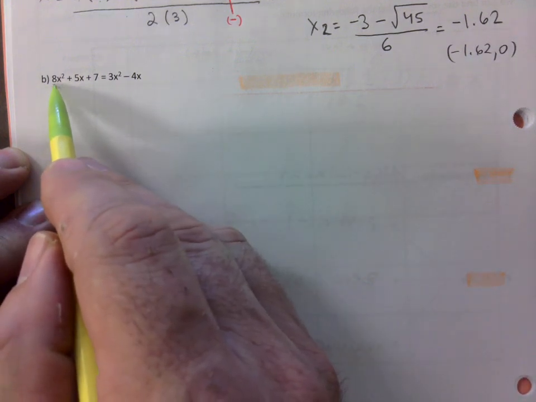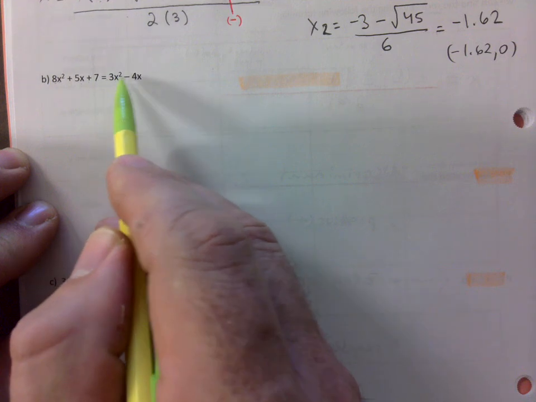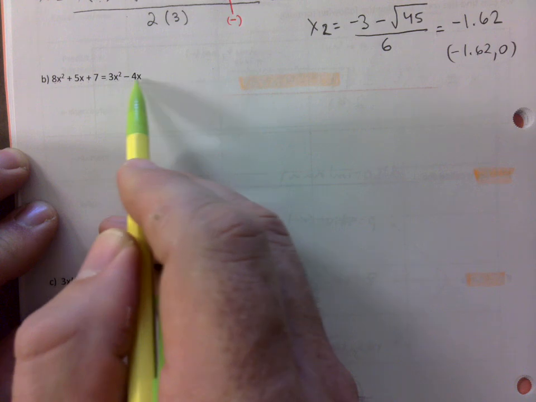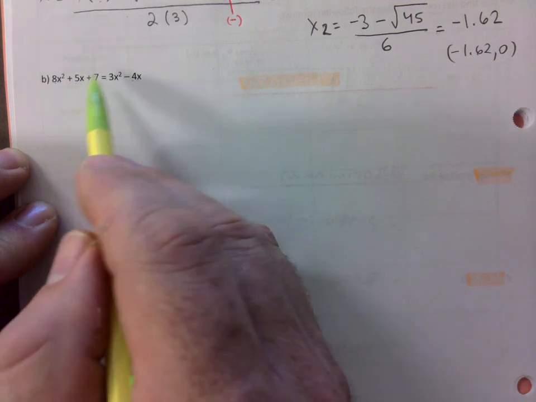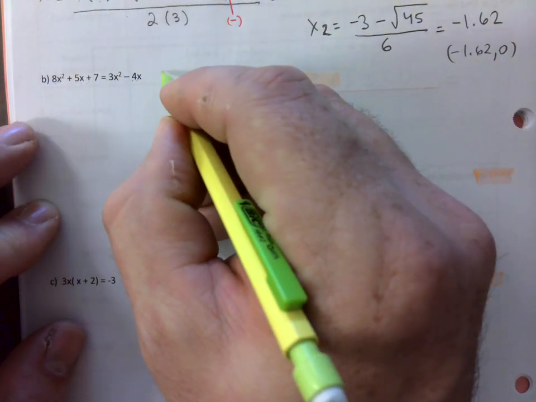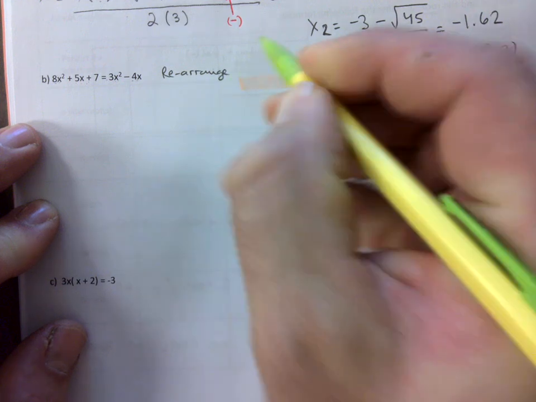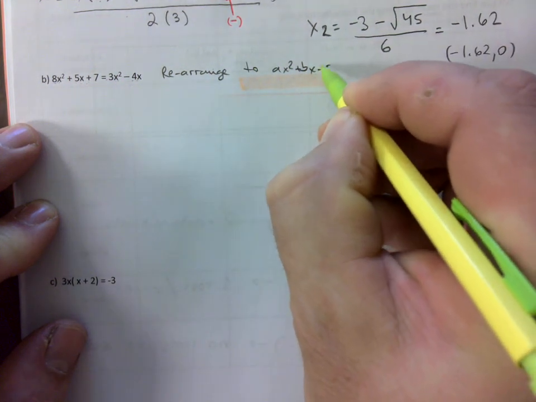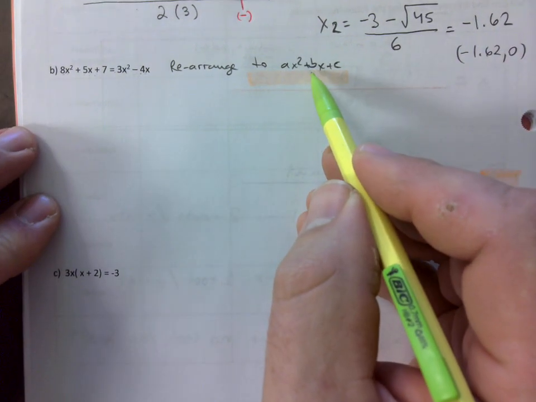Example 2. 8x squared plus 5x plus 7 is equal to 3x squared minus 4x. What's going on here? Is this in general form right now? Is stuff on the left side and the right side of the equal sign not in general form? So we're going to have to rearrange to this format. Okay? We're going to rearrange it so that we have that format.